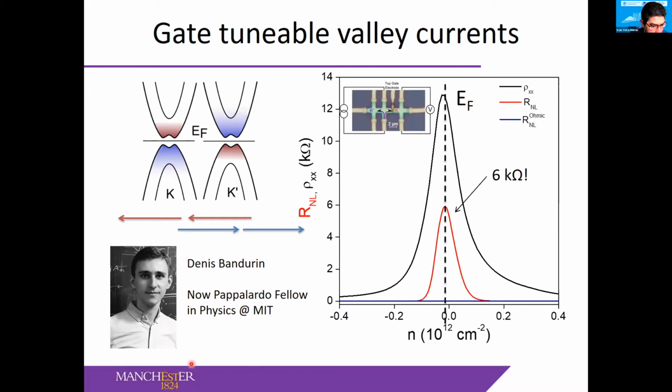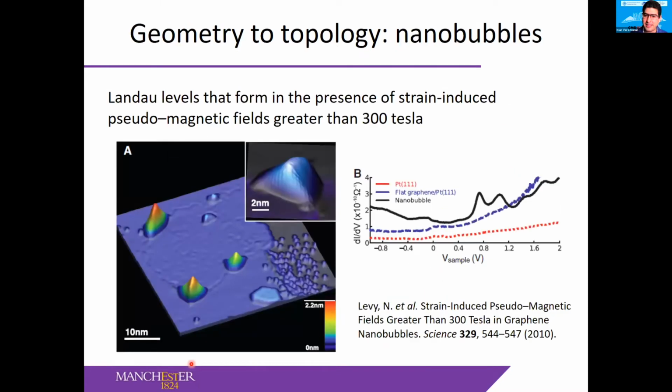Now, this is what Dennis did in our group, but now I go to my third point, which is the transition from the small scales of the superlattice to a larger scale, where we now deal with actual geometry, deformation, and curvature of the graphene.